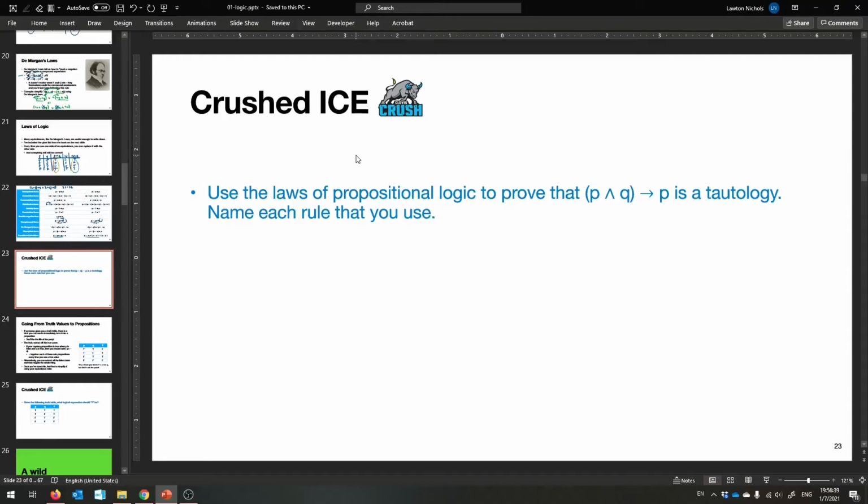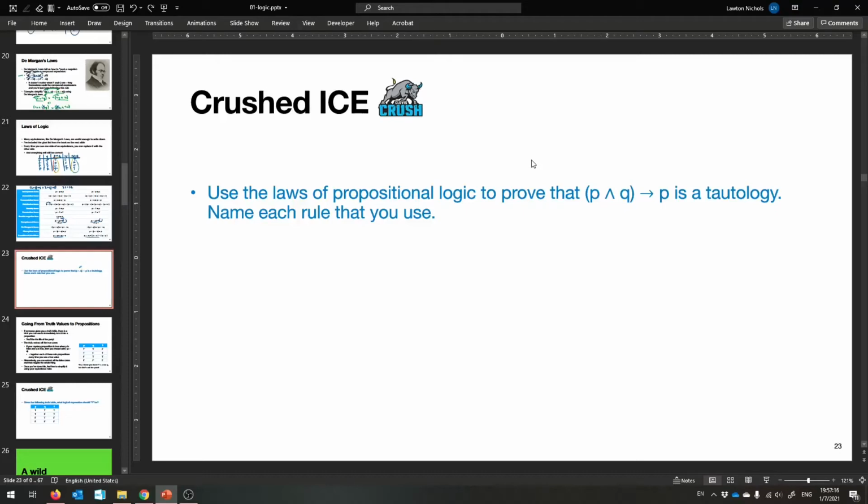So let's do another. All right, so let's use the laws of propositional logic to prove that P and Q implies P is a tautology. Okay, so it's always true, no matter what P and Q are. So that means that instead of writing a truth table and asking what the thing is in every case, it should always be true. That's equivalent to saying that this whole thing was true in the first place. It's equivalent to just true.